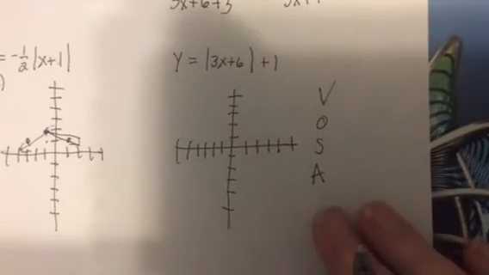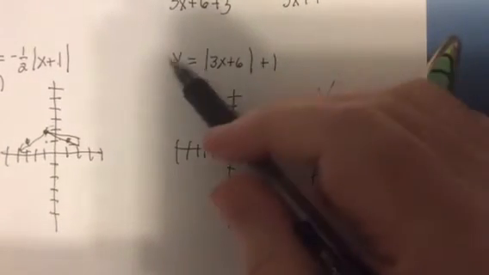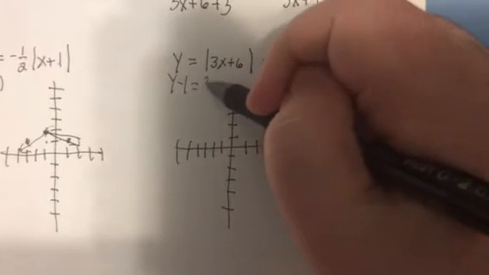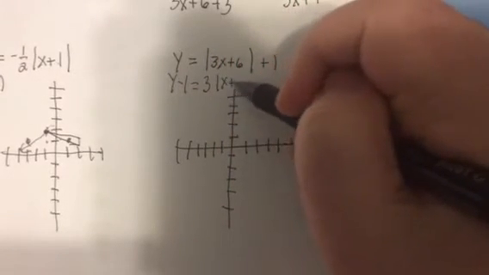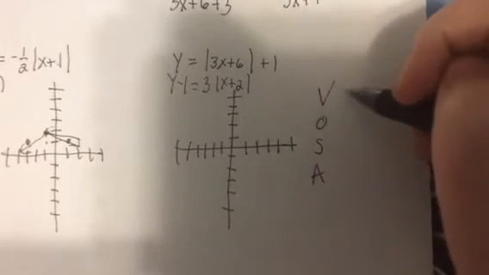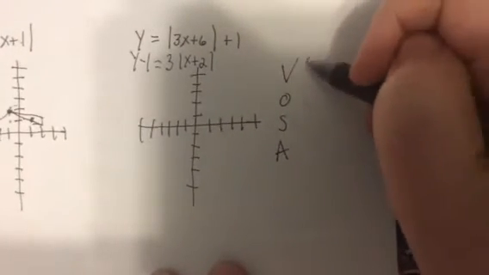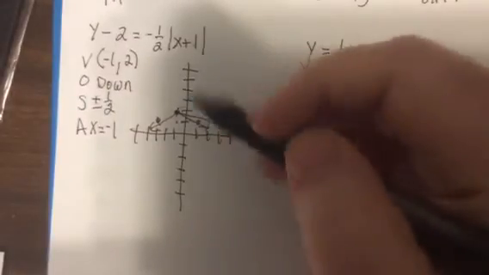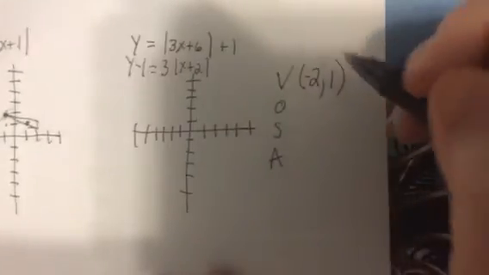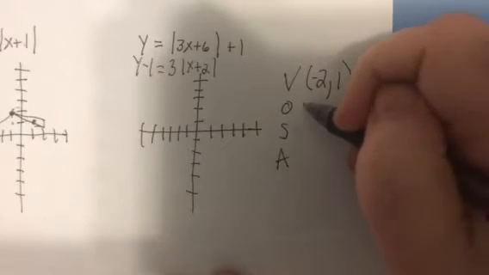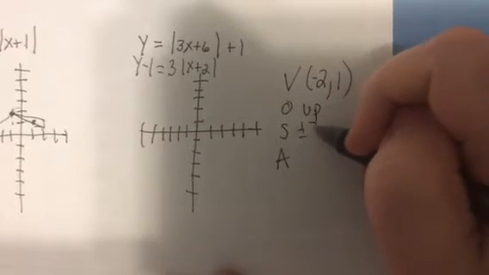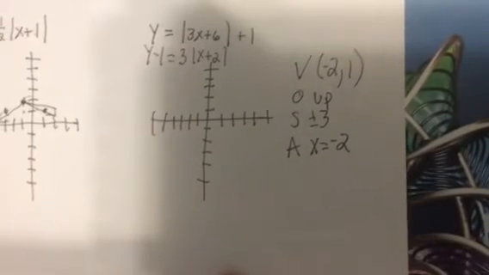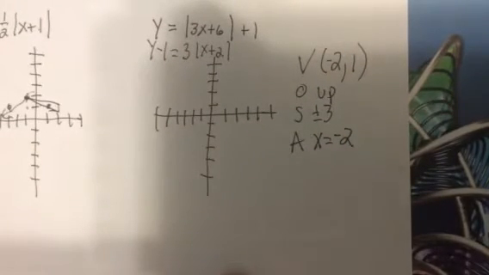Thank you. Now this one we need to subtract the 1, and we need to factor out the 3. There we go. So our vertex would be negative 2, 1. Did I mess up the last one? Nope, negative 1, 2. That's right. It opens up. The slope is plus or minus 3. X equals negative 2 is the axis of symmetry. So here we go.